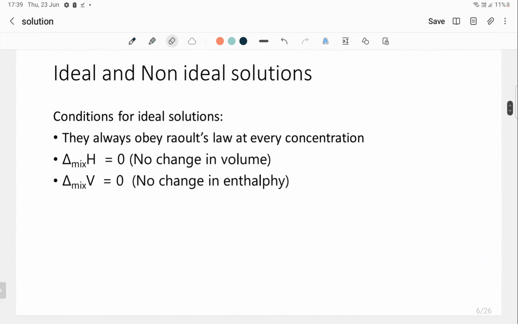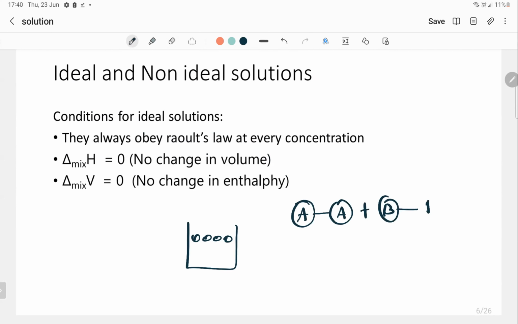First, keep this in mind. You are making a solution. You are just taking your solute. In the solute, all the solute particles have a kind of intermolecular force of attraction. So this is your solute. Let's suppose A is your solute particle. It will be attached with another similar solute particle A. Likewise, B is your solvent, attached with another solvent B.